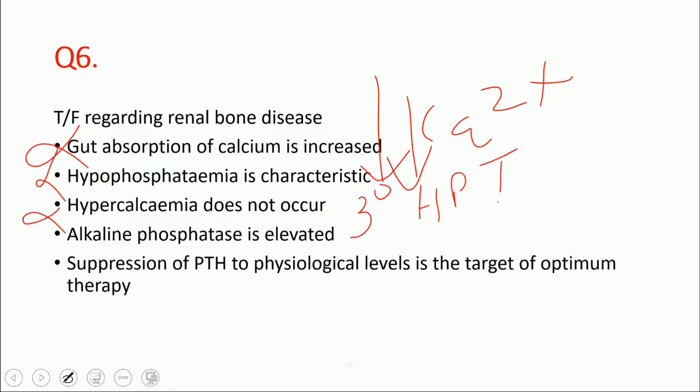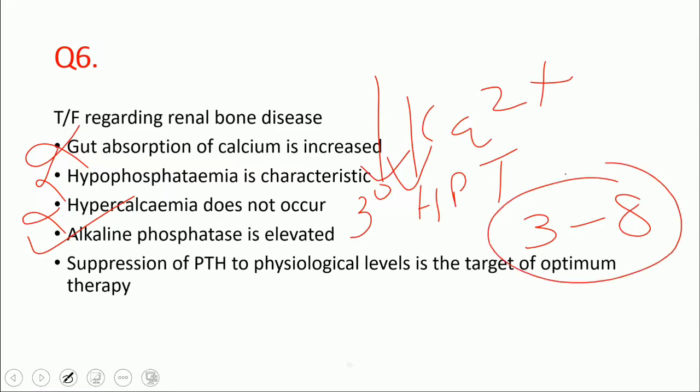Okay. The next one is alkaline phosphatase. Of course, it is elevated because of the bone resorption, because of the parathyroid hormone. Right. The final one, I just told you that suppression of PTH is not good. It is not good to over suppress. The guidelines say to keep the target at 3 to 8 times the upper limit of normal. So that is the target. You have to keep the PTH level at 3 to 8 times the upper limit of normal.